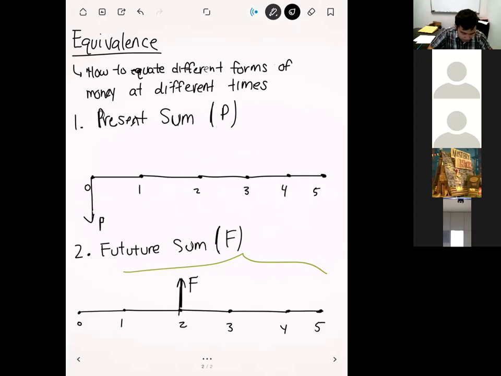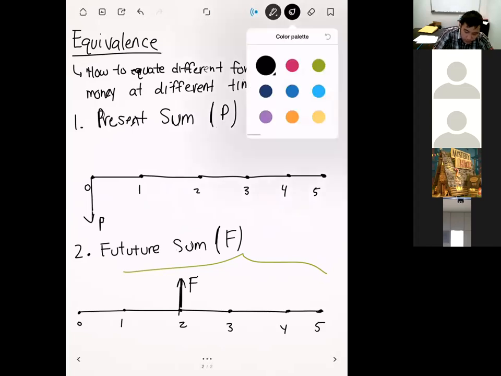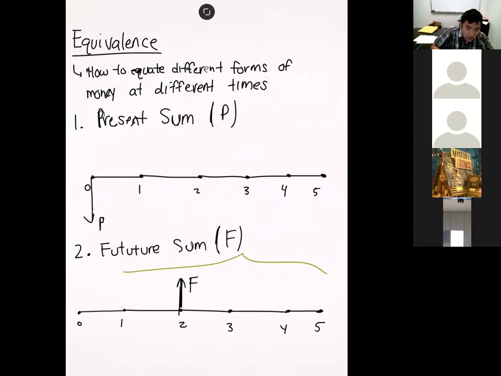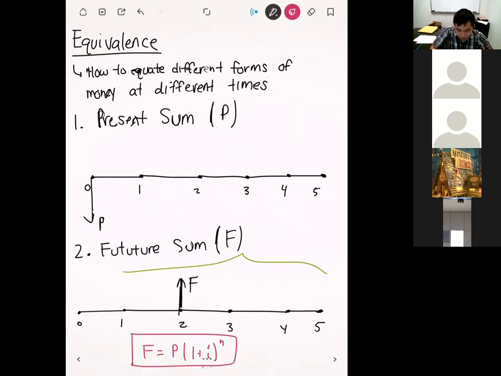We went over a formula last time on how to convert between these. That was our compound interest formula. To convert between a present sum and a future sum, we have this formula: F is equal to P times (1 plus i) raised to the n. If you have a present sum of money P, you can compute how much it would be worth at a future time if you know the interest rate and the number of time periods.